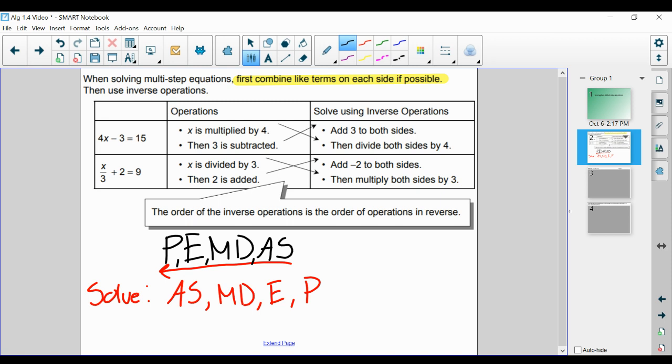When we're solving, we are undoing an equation. So instead of going normally forward with our order of operations, we're going backwards. So anytime that we can add or subtract on both sides, we're going to do that first. Then if we can multiply or divide, we're going to do that second. And then we're going to take care of any exponents once we get there, and then any parentheses. We're going backwards when it comes to order of operations. That's the big takeaway when solving two and multi-step equations: we're going backwards in our order of operations.